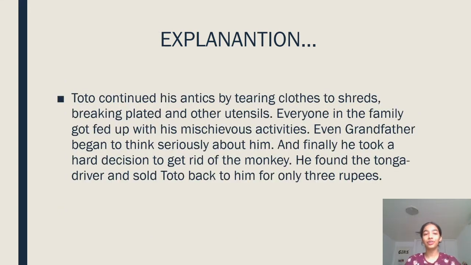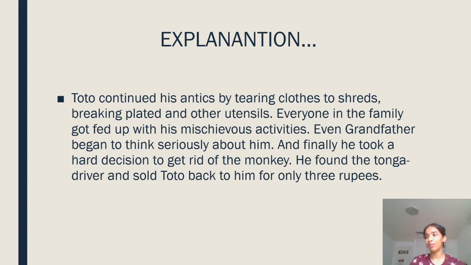Now, Toto continued his antics by tearing clothes to shreds, breaking plates and other utensils, and so on. And so now everyone in the family got fed up with his mischievous activities, and even grandfather, who was so taken away with him and loved him and got him from the Tonga driver for a whole sum of 5 rupees, which is quite a lot in those times, even he began to seriously question keeping him in the house. So finally, he took a hard decision to get rid of Toto, and he found the Tonga driver that had sold Toto to him and sold him back for 3 rupees. And that is how the story ends.